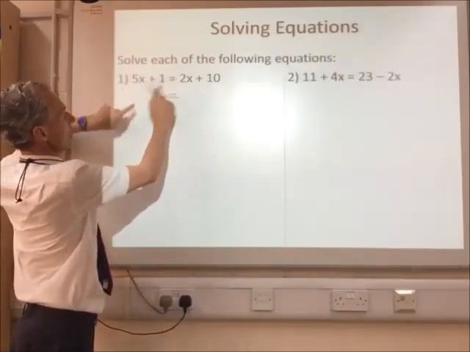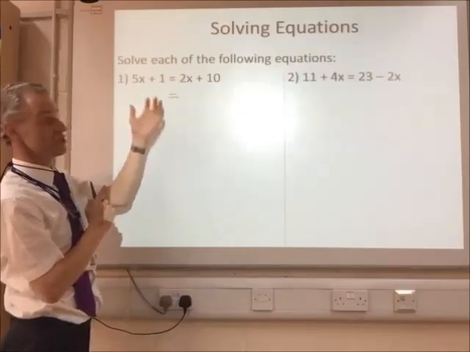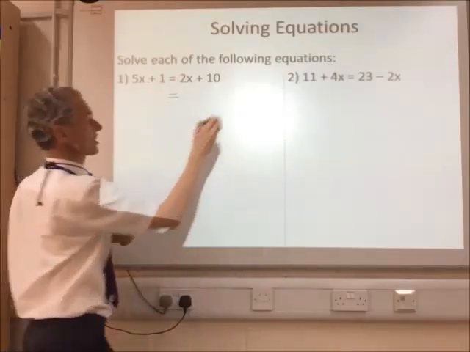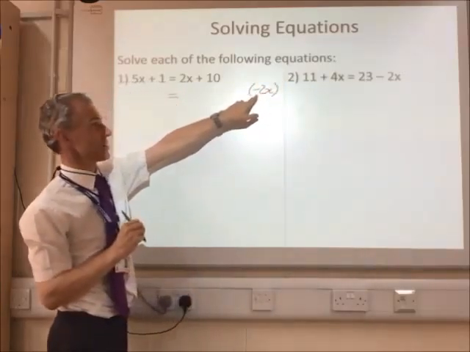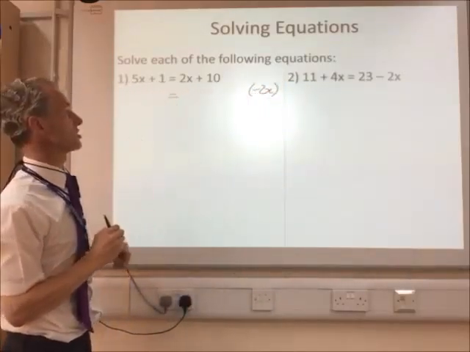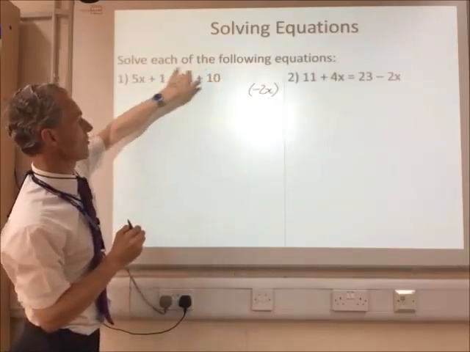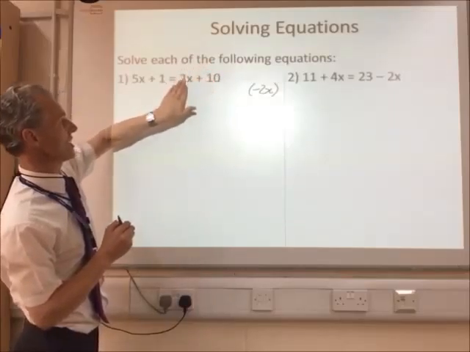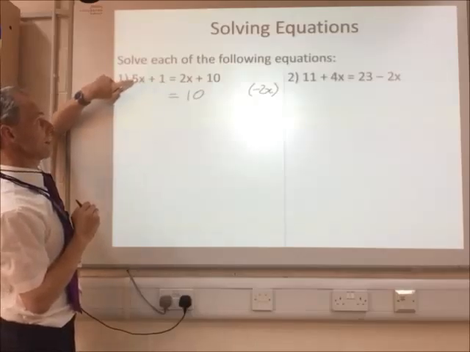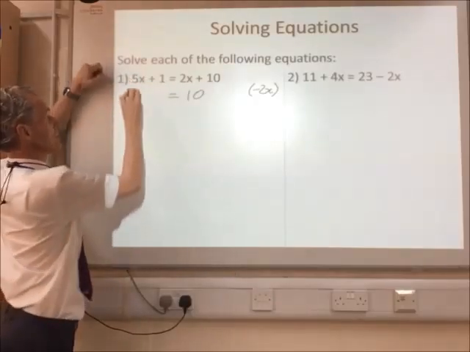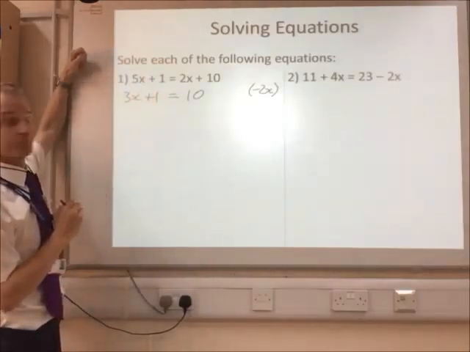So, if I want to get the x's on this side, then I need to get rid of that 2x on the right-hand side of the equals. To do that, I need to take off 2x. So my reminder here as to what I'm going to do is minus 2x. I've got to do that to both sides of the equation. So looking at the right-hand side, if I take 2x off all of that, that'll disappear and I'll just be left with 10. On this side, if I take 2x off the 5x, I'll be left with 3x and I'll still have the 1 I had before.